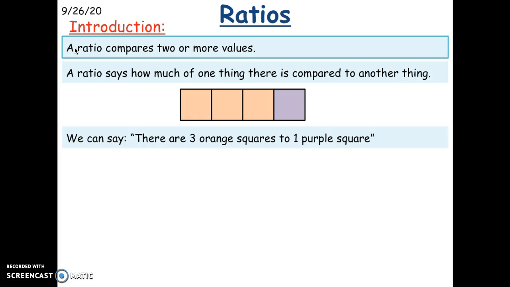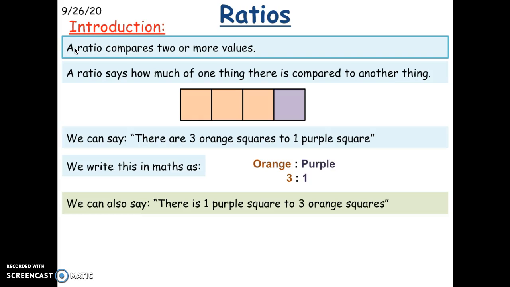Here we have 4 blocks, 3 of one color, orange, and 1 of a different color, purple. How can we write this in math? Orange to purple. And remember, ratio can be written in 3 different ways. This is just one of the ways. 3 to 1. Alright, we can also say there is 1 purple square to 3 orange squares. Okay?